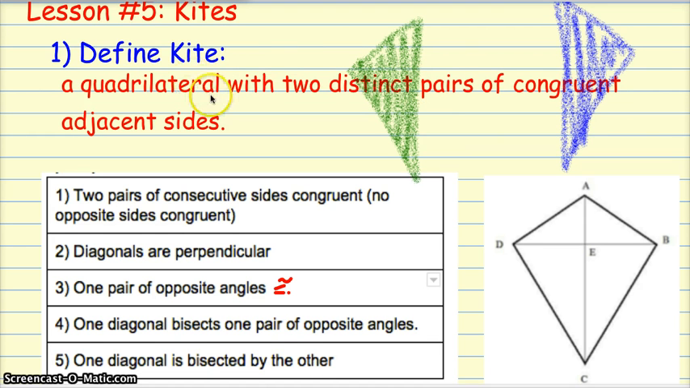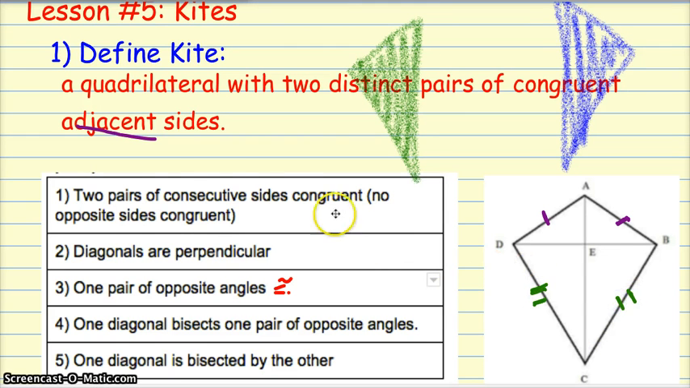The idea that it's a quadrilateral means that it has four sides. It has two distinct pairs of congruent, notice the word adjacent, meaning next to. So looking at our kite down here, adjacent, these sides are the congruent. The idea of distinct is that they're clear. And we also have a second pair of distinct adjacent sides.